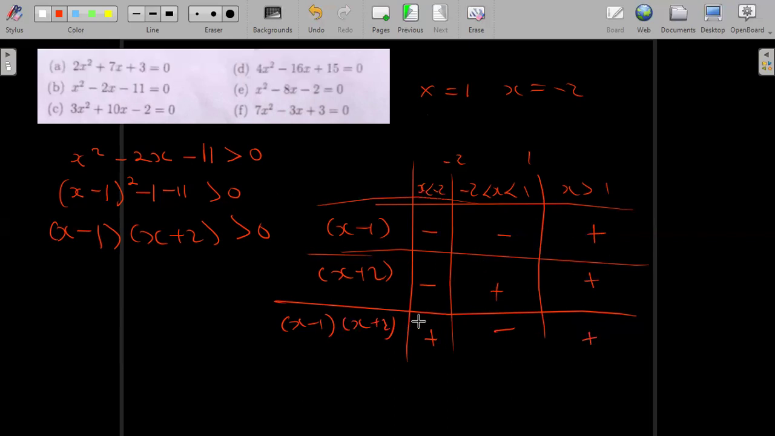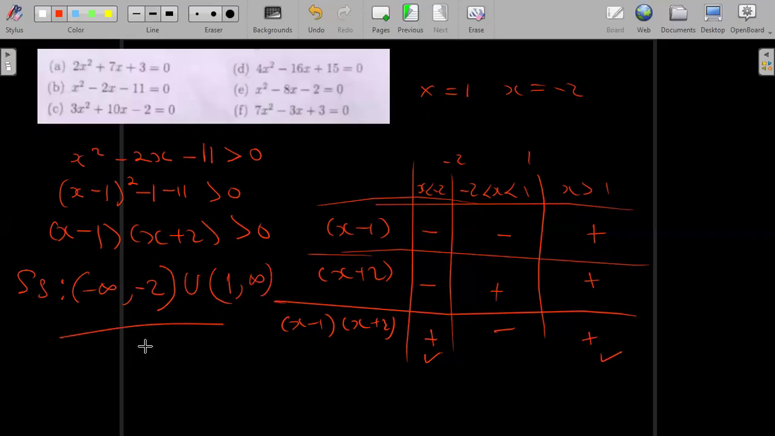And they usually tell you to write your solution set in interval notation. So what are we looking for? Greater than 0, so this portion and that portion. We should not get 0 at all. So how do I write my solution set? It's from -infinity to -2. It will be open because I don't want it to be equal to, since that's what they're telling me, union. And the other side will be 1 to infinity, like that. So this here will be my solution set.